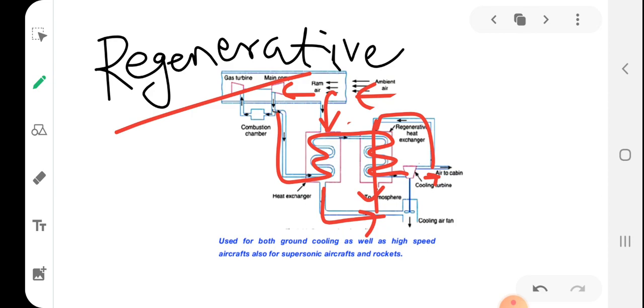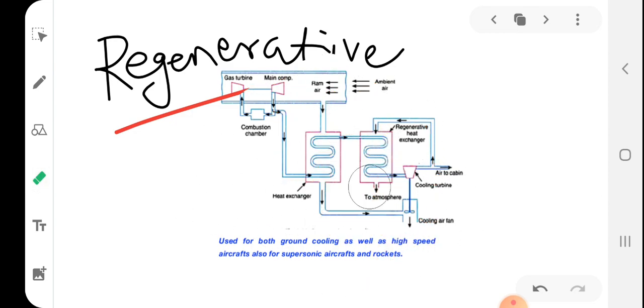So students, the bypassed air coming from the first heat exchanger will rotate the cooling air fan. This cooling air fan, by the rotation of the cooling turbine, sets up the pressure required for the flow through this path. Okay, so that is happening here, and I will show you the TS diagram here.